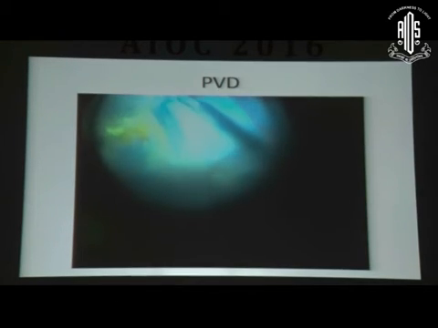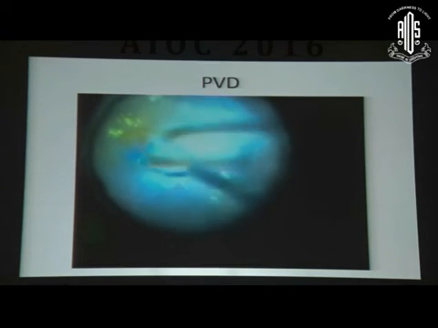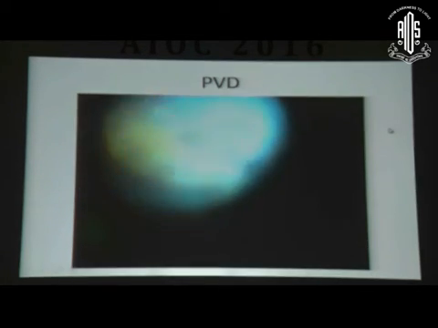This is, I think, a diabetic patient who underwent ILM peeling. I'll just go to the next. I think we are running short of time.